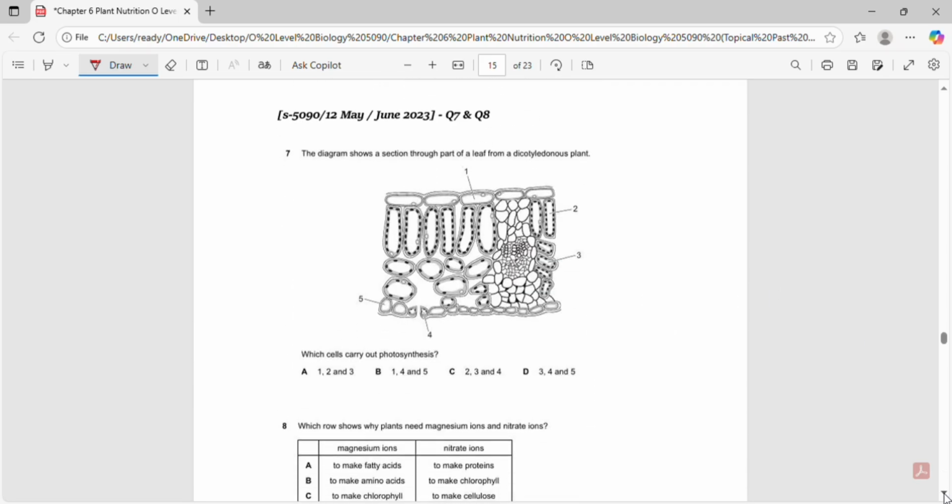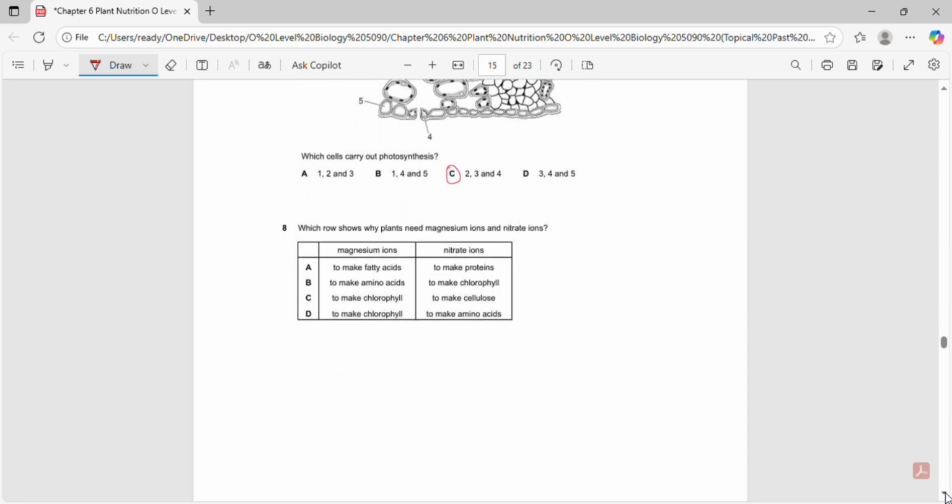Moving on to the next question. Here, you are shown a section of a dicotyledonous leaf, with parts labeled 1, 2, 3, 4, and 5. The question asks, which of these labeled cells actually carry out photosynthesis? Once again, the correct answer is option C, because parts 2, 3, and 4 contain chloroplasts and are therefore capable of photosynthesis. And now to the next one.